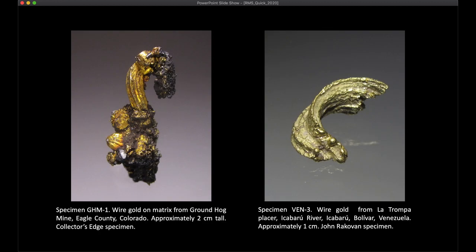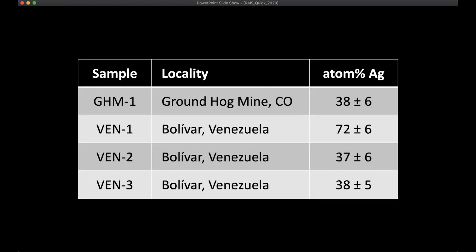So far, we've analyzed 4 specimens, the first of which is this specimen from the Groundhog Mine in Eagle County, Colorado, and the remaining 3 are from placers in Bolivar, Venezuela. You can see that the placer wire gold on the right has a greenish hue, suggestive of high silver content. And here is a table of the EDS results.